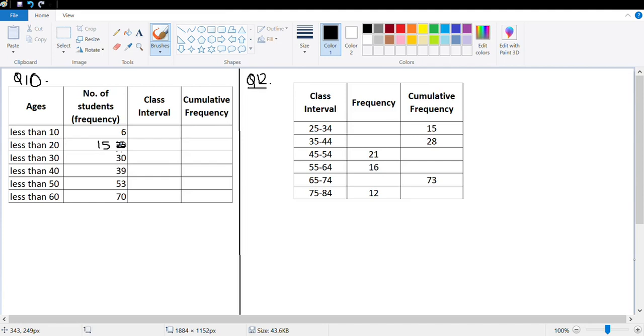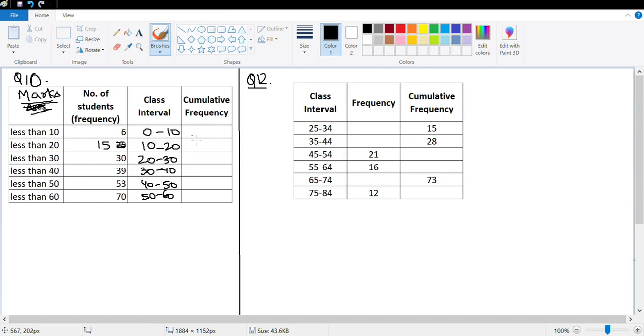So I need to first figure out my class interval. Less than 10, so we should ideally look at a continuous class interval. So less than 10 will be 0 to 10, because this is not ages, this is marks. My mistake. I confused question 10 and question 11. So this is 0 to 10, next will be 10 to 20, next is 20 to 30, next is 30 to 40, this is 40 to 50, and 50 to 60.